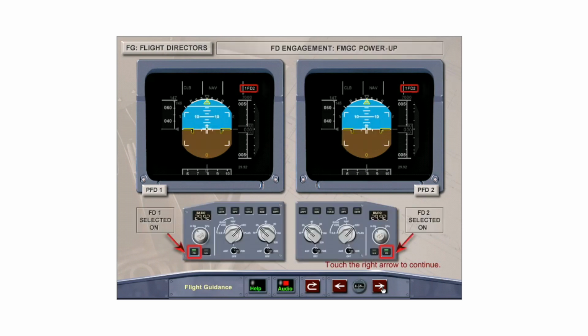The flight directors engage automatically upon FMGC power-up when on the ground. However, the crossbars are not visible. The pitch bar becomes visible when takeoff thrust is applied, and the roll bar becomes visible soon after liftoff. The flight director push button displays a green light when the flight director is on.